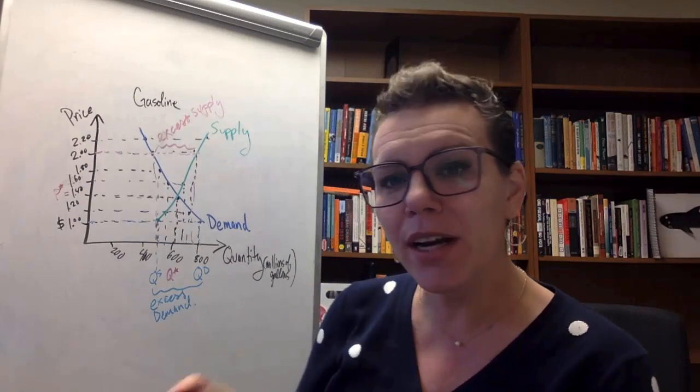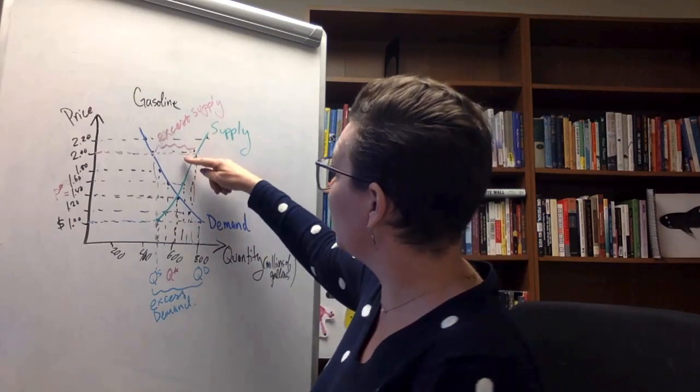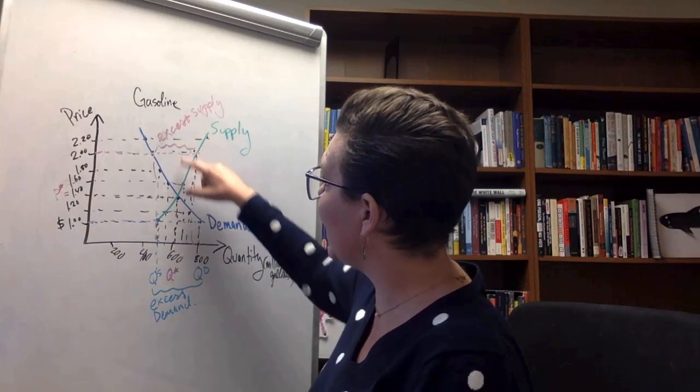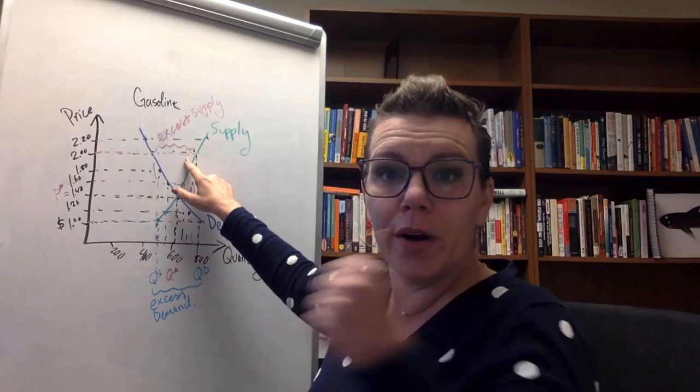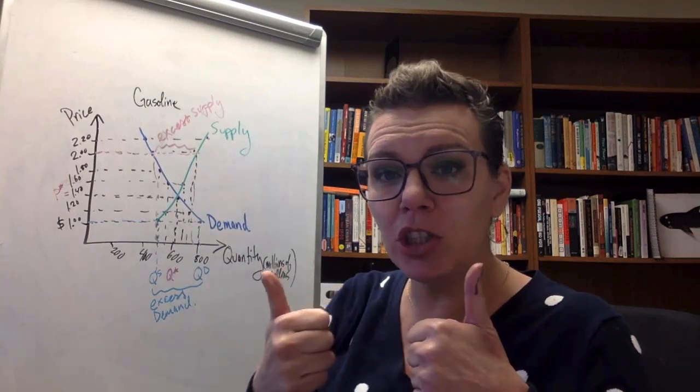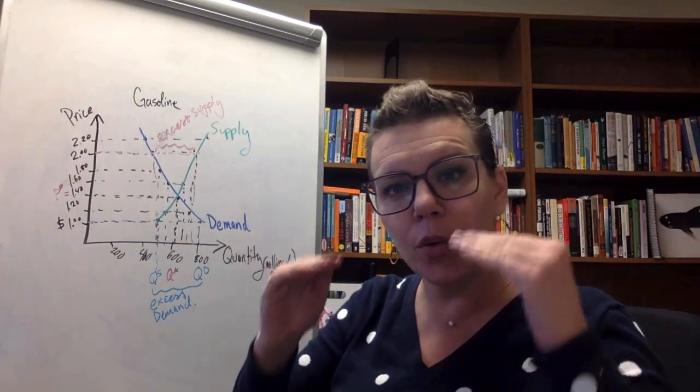And so anywhere where we aren't at equilibrium, we're going to be at one of these excess points. And what happens if supply is too high? We're not going to buy the gasoline. There's going to be too much on the market. And so firms are going to lower their price.